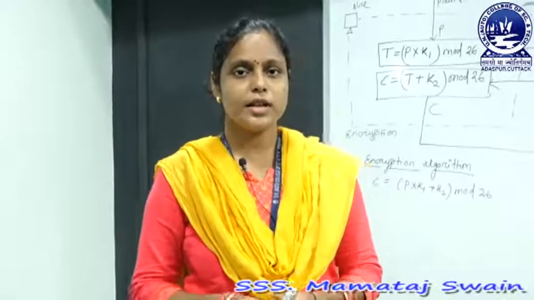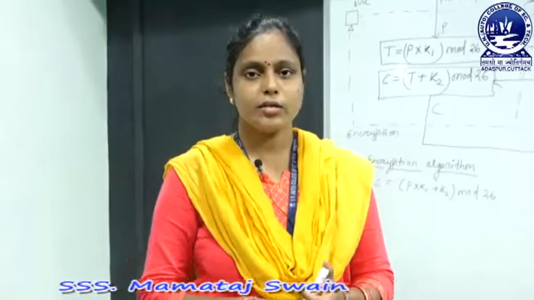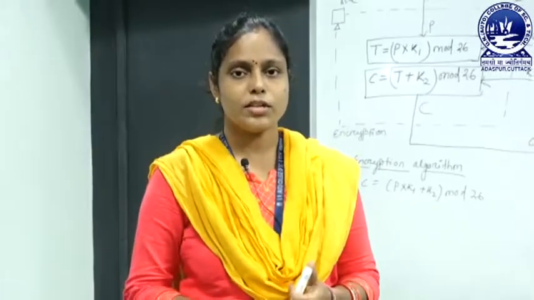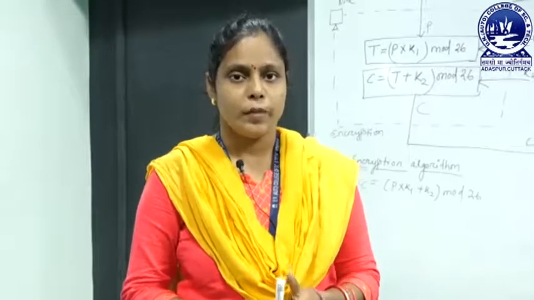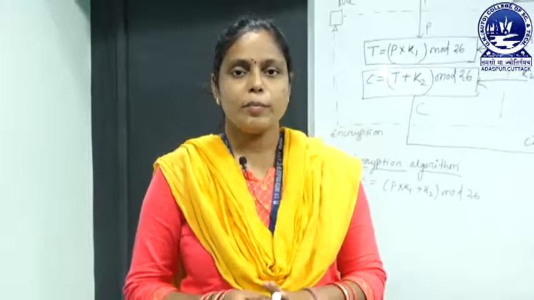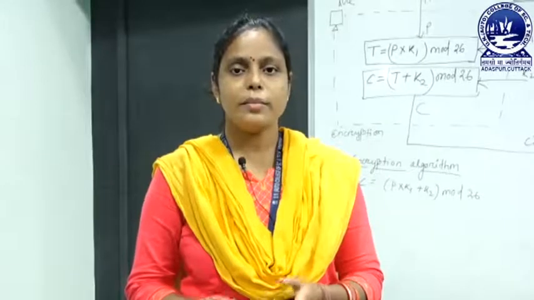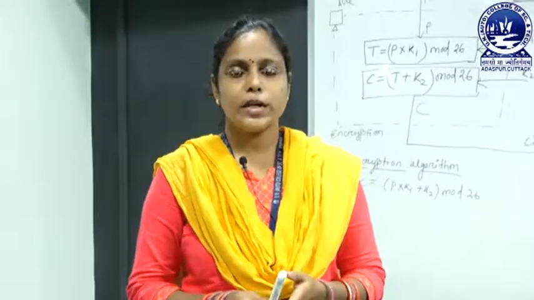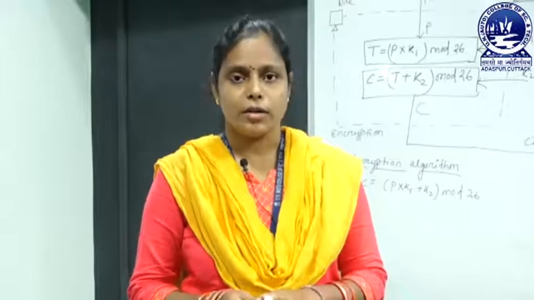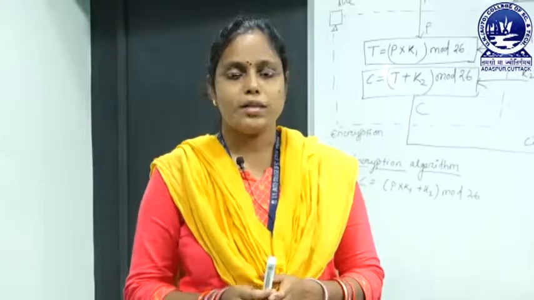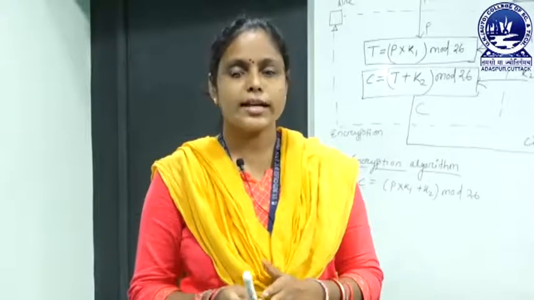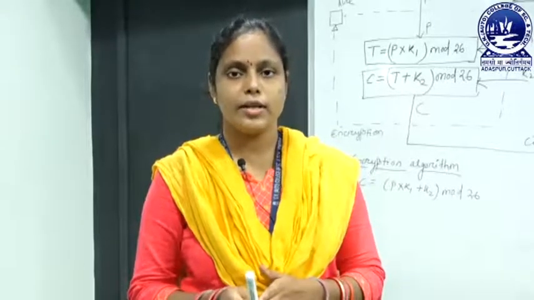In my previous lecture, I have already discussed the multiplicative cipher. Now, in this lecture, I am going to discuss the affine cipher. Affine cipher is the combination of both additive cipher and multiplicative cipher, and it uses a pair of keys for the encryption and decryption. From the key pair, the first key is used with the multiplicative cipher and the second key is used with the additive cipher.